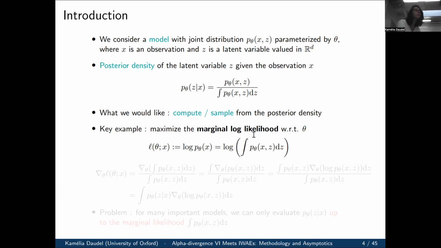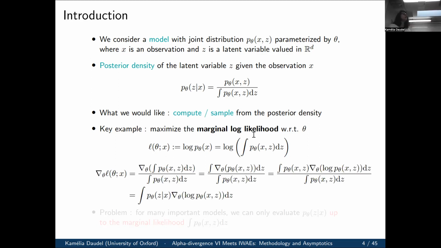Why am I saying that in this example I do want to be able to sample or compute my posterior density? It is because if I try to maximize my marginal log likelihood, it's very likely that I'm going to be interested in the gradient of this marginal log likelihood. And in fact, if you compute the gradient with respect to theta of the marginal log likelihood, and you do very simple calculations, you obtain this integral at the end, which is the integral, with respect to my posterior density, of the gradient with respect to theta of the log of the joint. So I see that either I would like to be able to compute this gradient, or at least estimate it by sampling according to my posterior density.